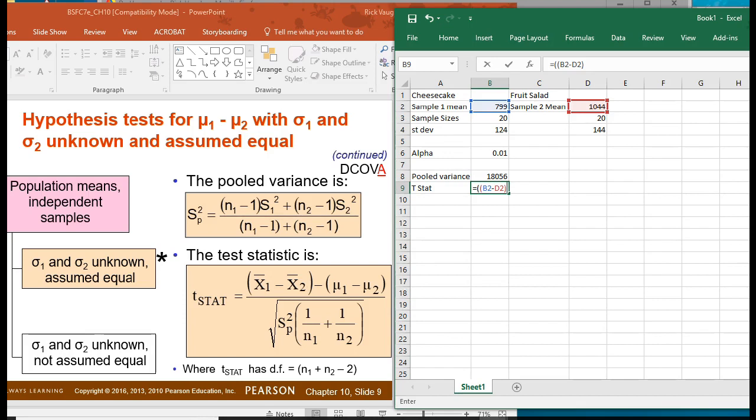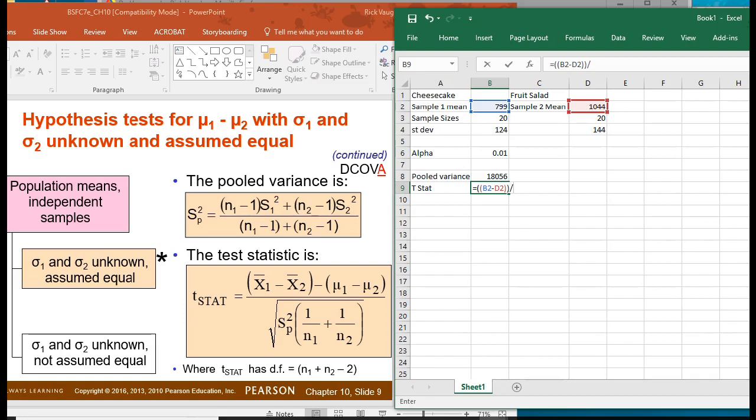You know, that the population from which group A was drawn has a certain mean, and the population from which group B was drawn has a certain mean, and those two means are expected to be different. In this case, we're actually expecting those populations to be the same, and we're just testing whether there's a significant difference between the observed samples or not. So this mu1 minus mu2 is actually 0. So the numerator is really just this B2 minus D2 in our case.